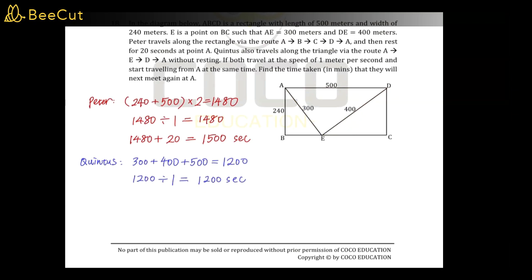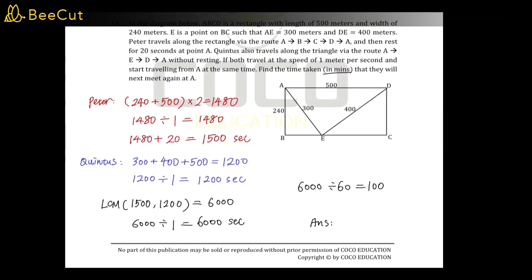So they are looking for the next time they meet each other at point A. Then we need to look for the LCM of 1500 and 1200. Right, the LCM is 6000. So the time taken is 6000 divided by 1. So 6000 seconds later, they'll meet again. They're asking in terms of minutes. Let's do a unit conversion. 6000 divided by 60 equals 100 minutes.